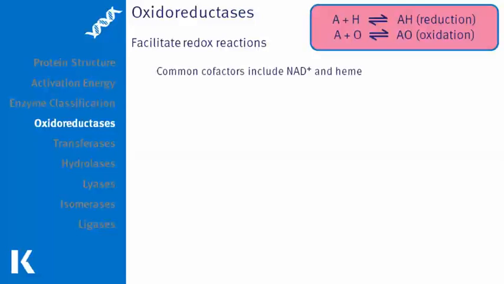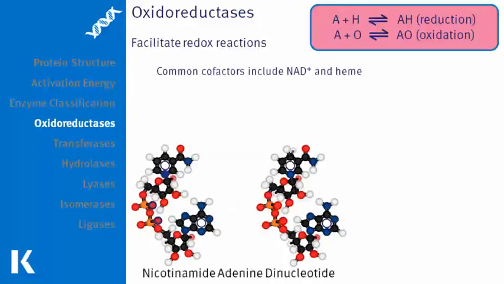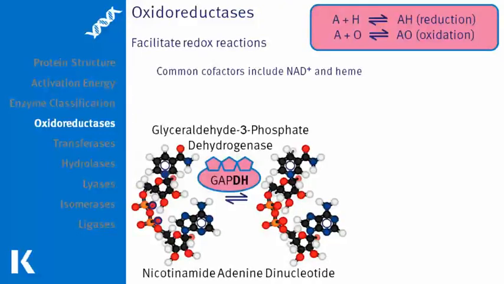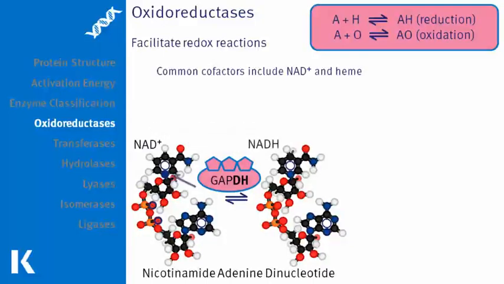Oxidoreductases catalyze oxidation and reduction, and they typically have help from molecules called cofactors. Electrons can jump on and off molecules like NAD+ and heme. In the figure at the bottom left, we see NAD gaining and losing an electron in the form of a hydride ion. In this case, it's helping an enzyme called GAPDH during a redox reaction by carrying an electron.